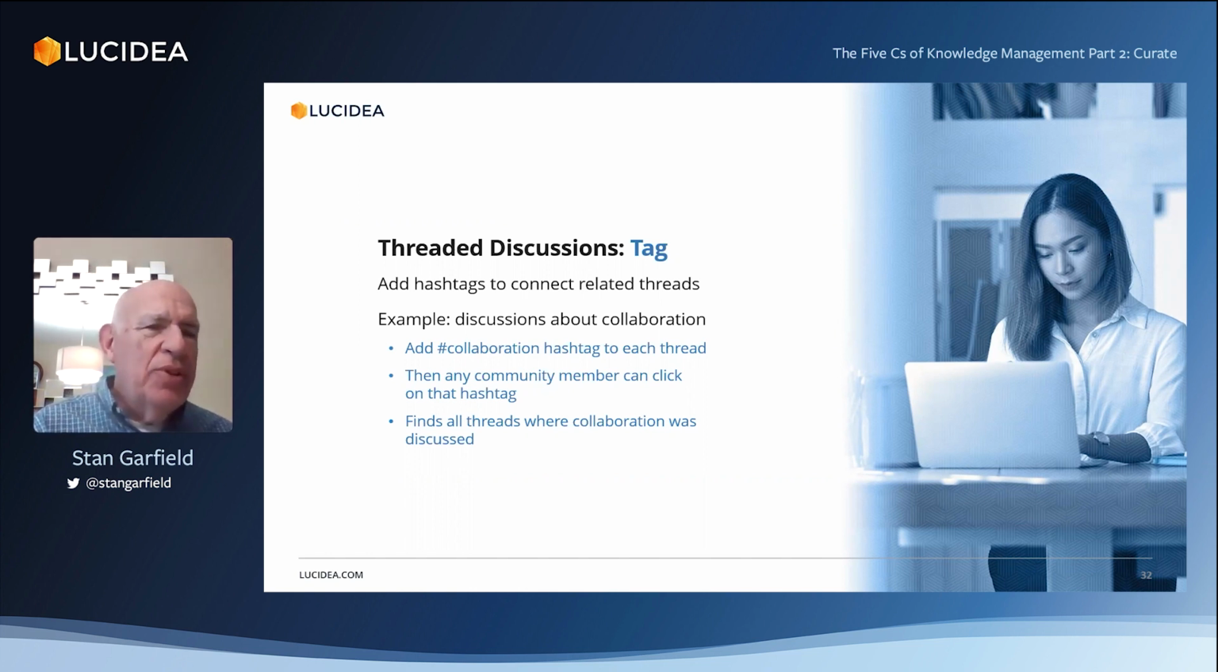So for example, if there have been a number of discussions in a community about collaboration, and if you add the collaboration hashtag next to each thread where that's discussed, then any community member can click on that hashtag and find all the threads where collaboration was discussed. That becomes very powerful because in a long-standing community, there'll be a lot of these great discussions, and you don't want them to be lost or forgotten. You want to be able to find them all together related to the same topic.